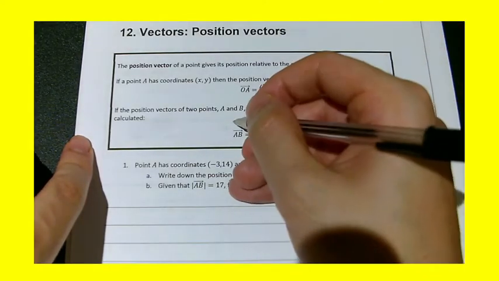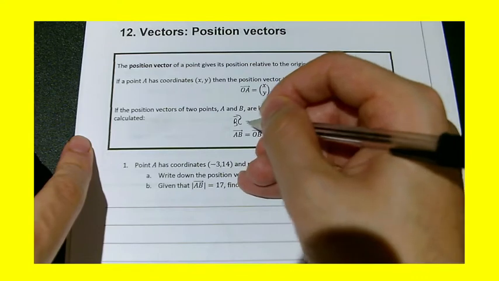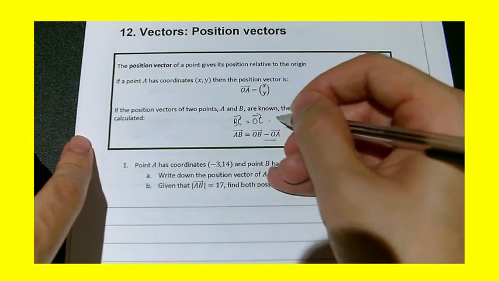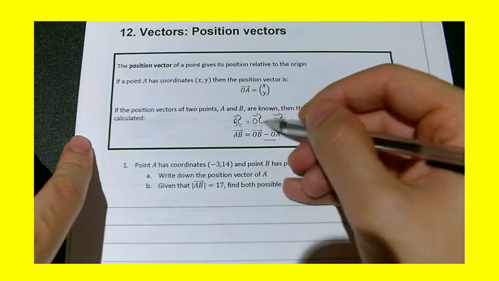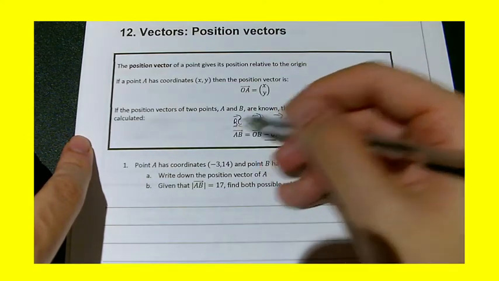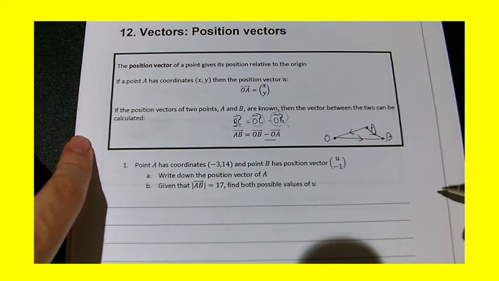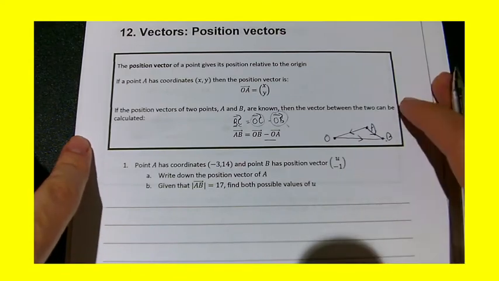So if you had BC, you do OC minus OB. It's always the second vector written as a position vector minus the first vector written as a position vector. Okay, you can do that to any set of vectors like that.